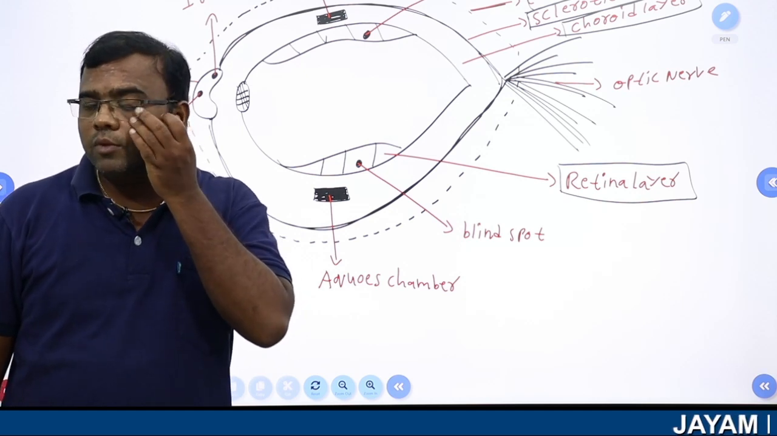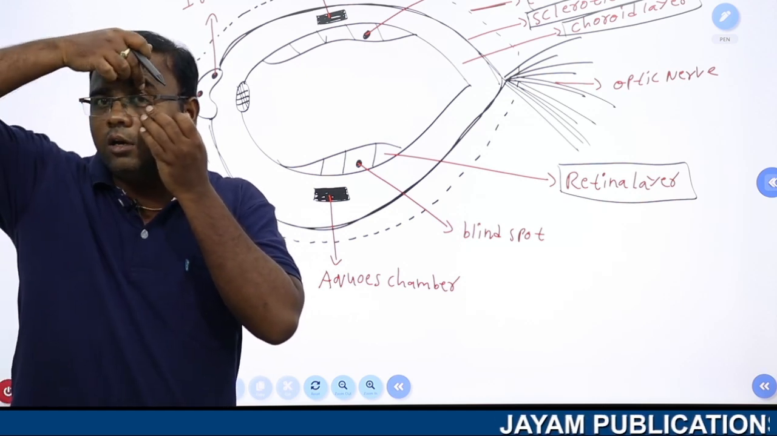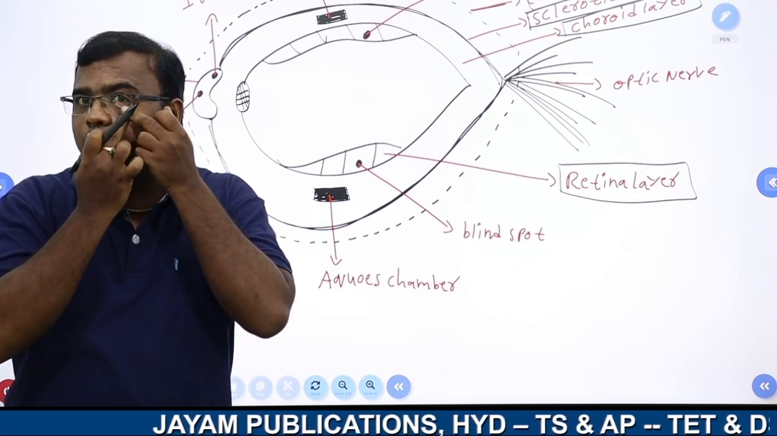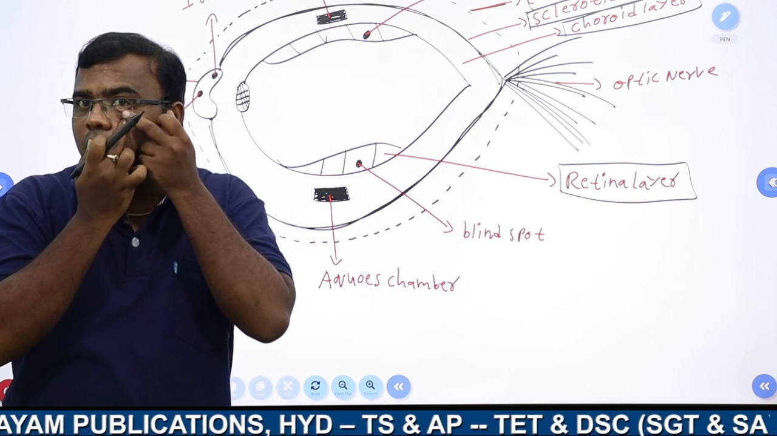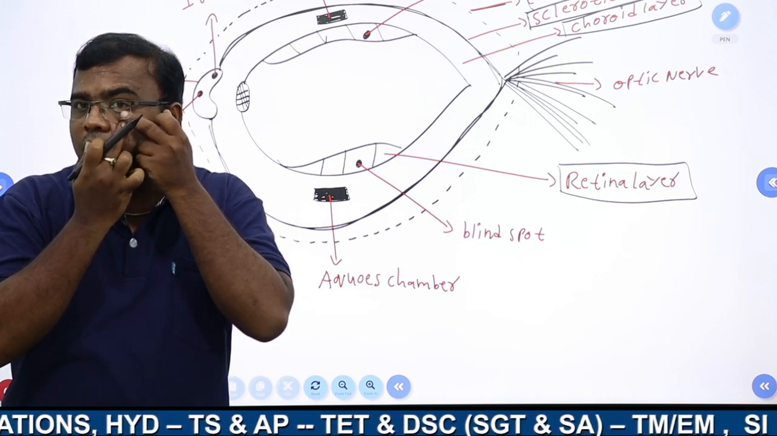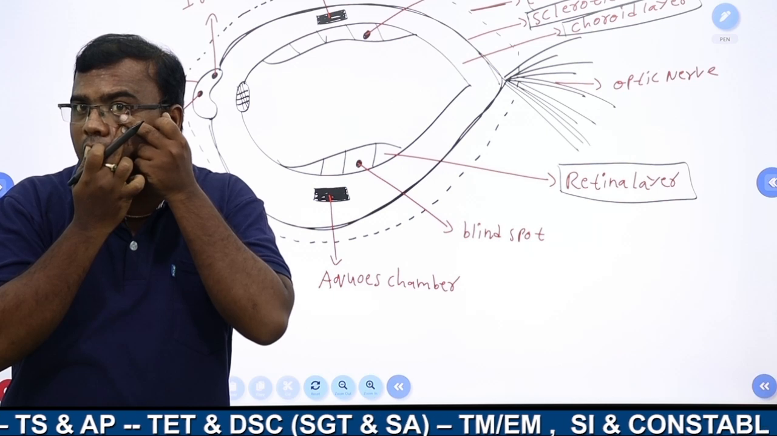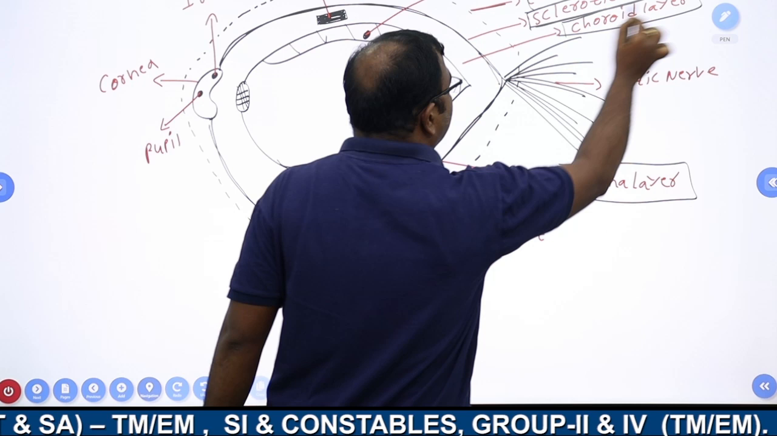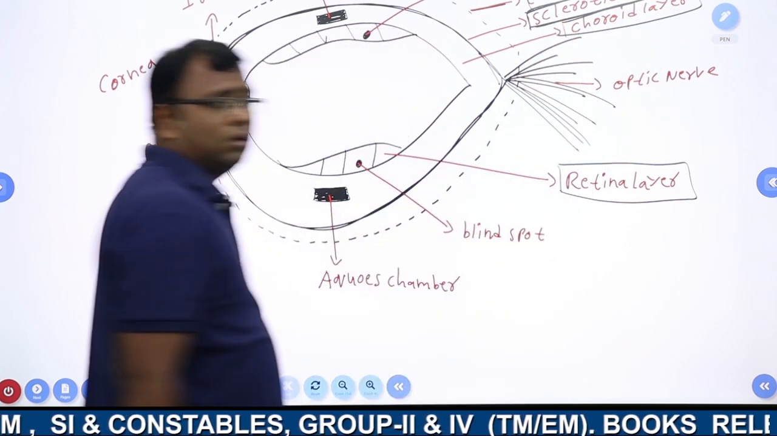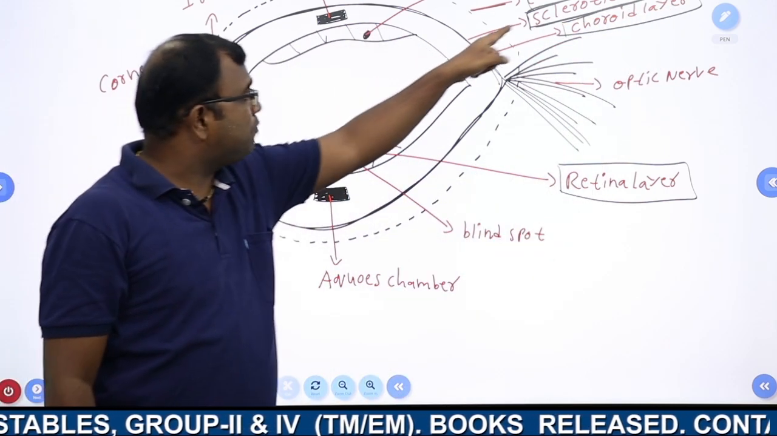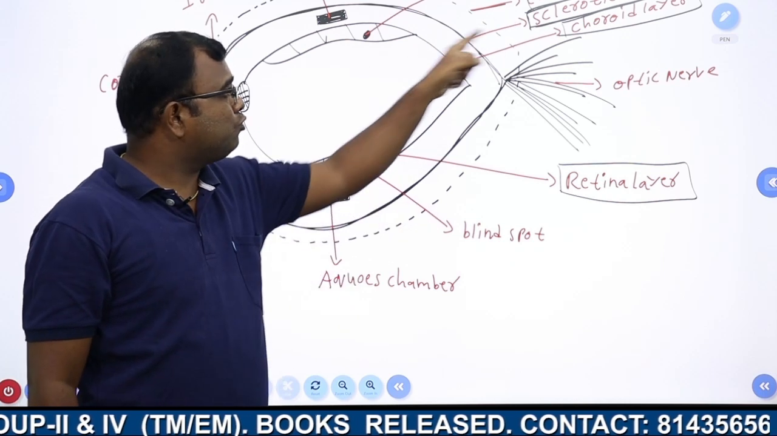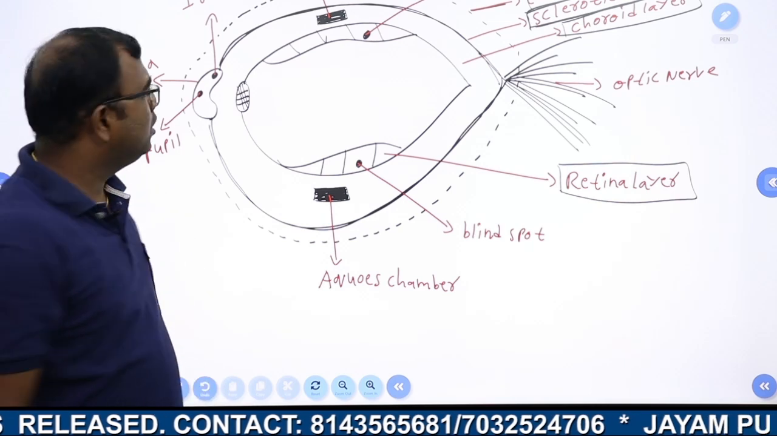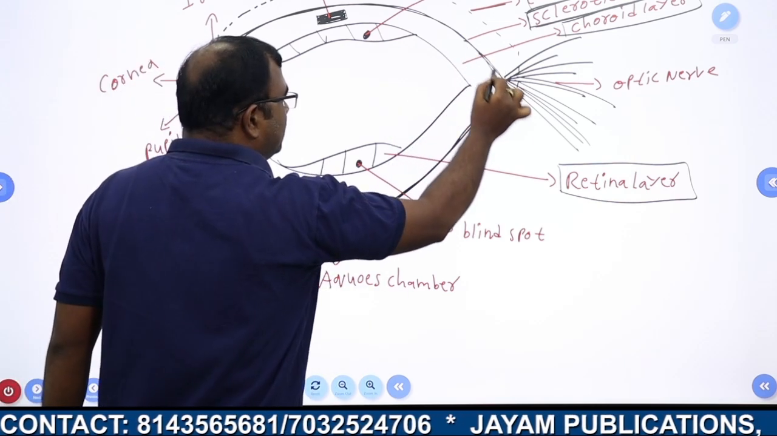This is the eye. Inside the eye, a white layer is present. Look at this eye. Inside the eye, a white layer is present. That white layer is the sclerotic layer. The sclerotic layer is the first part of the eye. It is white in color.